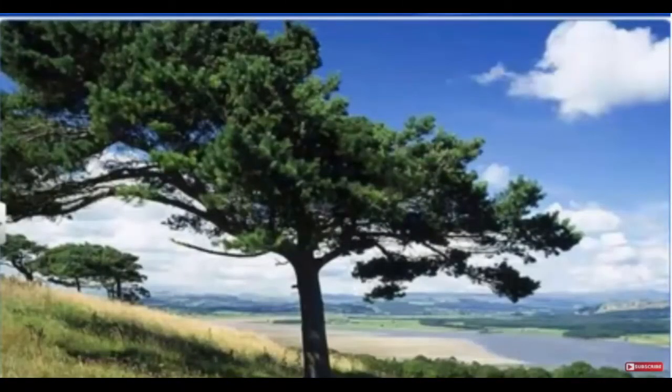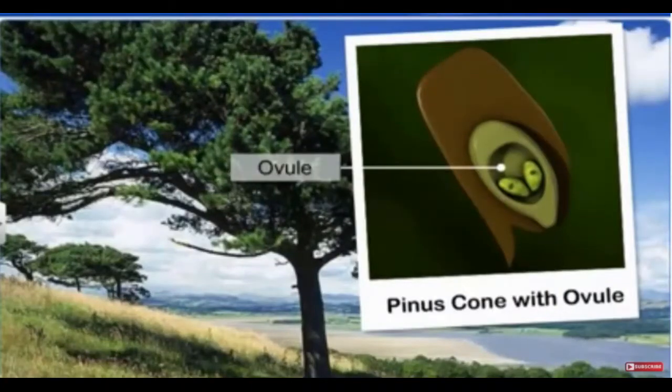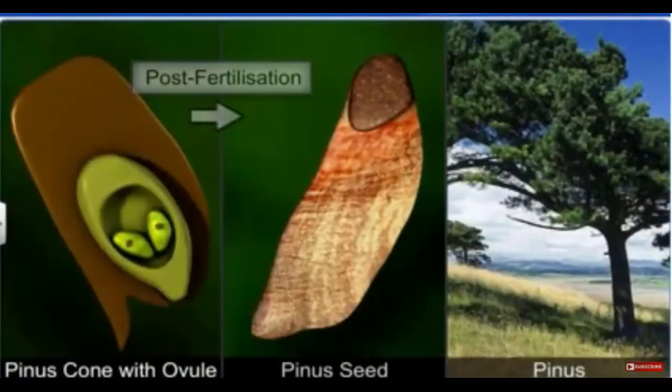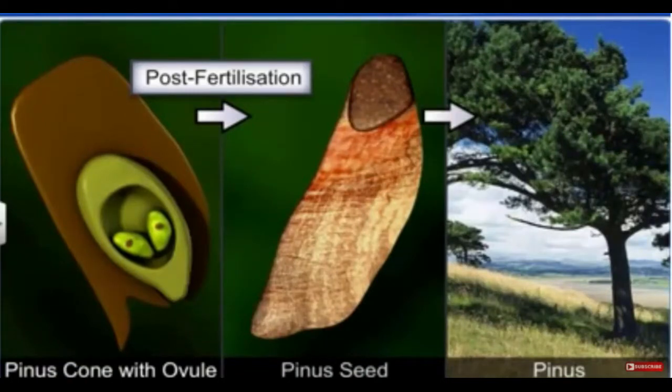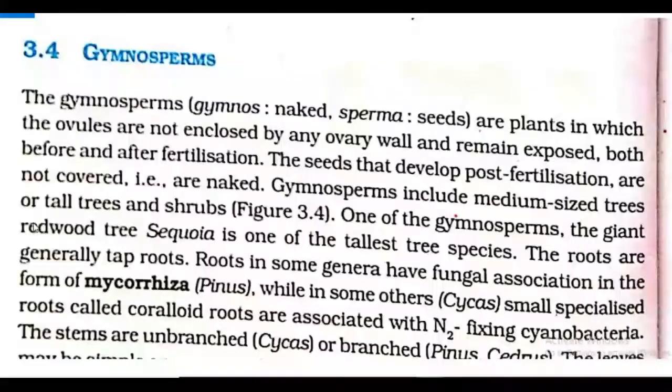The gymnosperms are plants in which the ovules are not enclosed by any ovary wall and remain exposed both before and after fertilization. The seeds that develop post-fertilization are not covered. That is, they are naked.